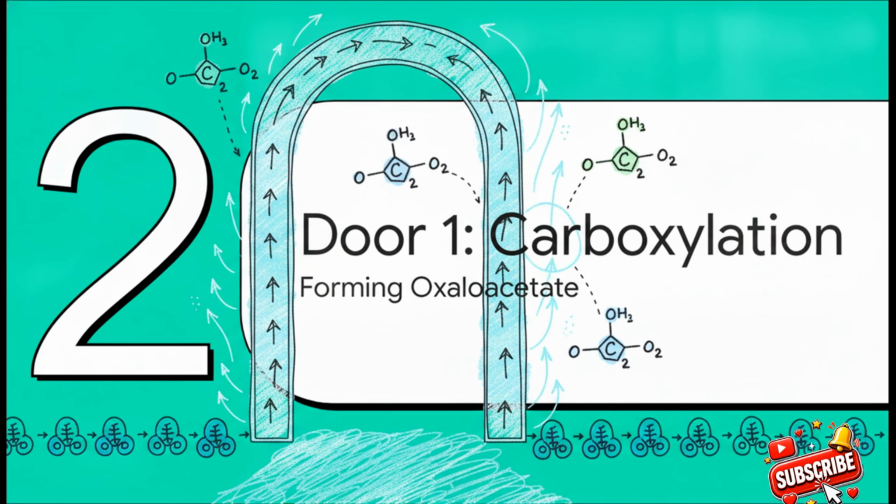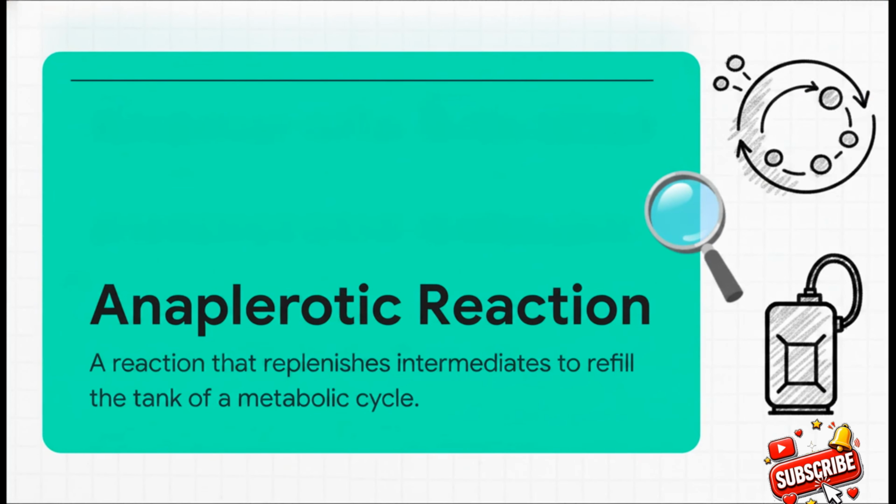Section 2, door 1, carboxylation, forming oxaloacetate. Taking that first path, we run into a really crucial term for your exams, anaplerotic. An anaplerotic reaction is basically one that replenishes metabolic intermediates. Think of it as literally refilling the tank of a cycle, like the TCA cycle, ensuring it can keep spinning smoothly when energy demands are super high.